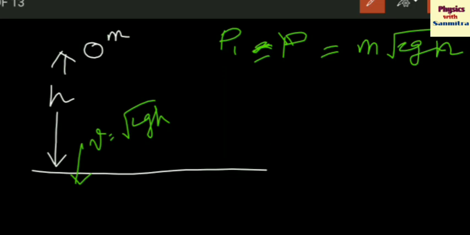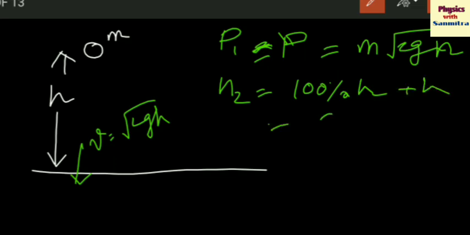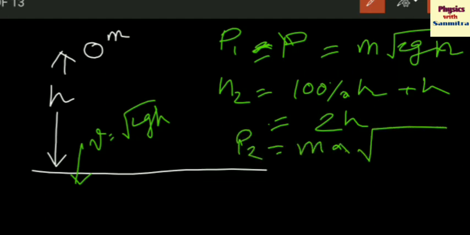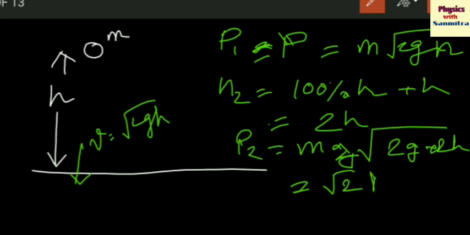Now what is my new h2? h2 is 100% more than h1, that is 2 times h1, that is h plus h, that is 2h. Now what is my p2? p2 will be m times root over 2g into 2h. So I can write here it is root 2 into p.